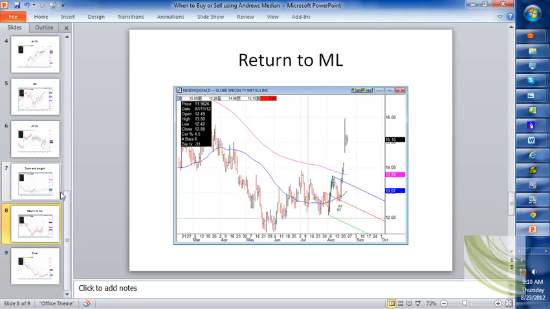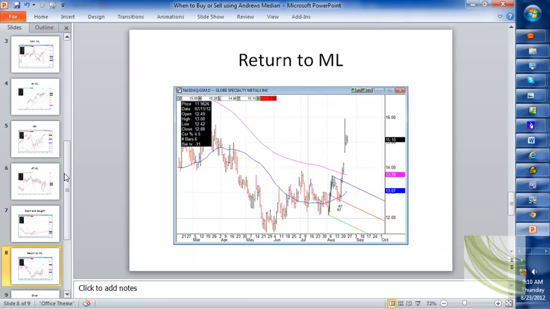Anyway, I hope this gives you an idea as to when to buy and sell using the median line.